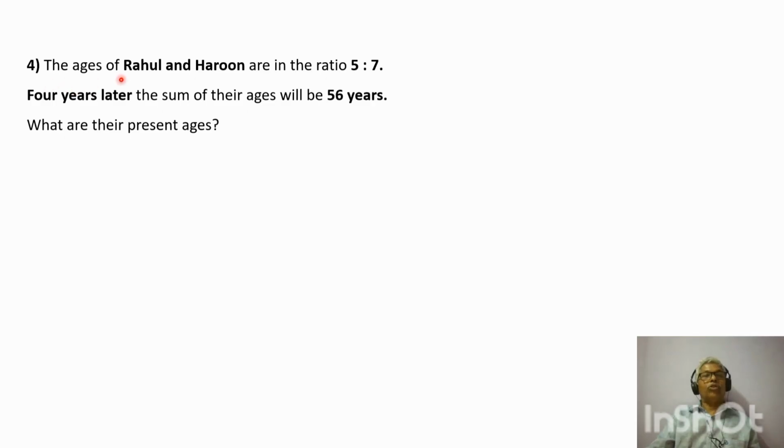The ages of Rahul and Arun are in the ratio 5:7. Four years later, the sum of their ages will be 56 years. What are their present ages?